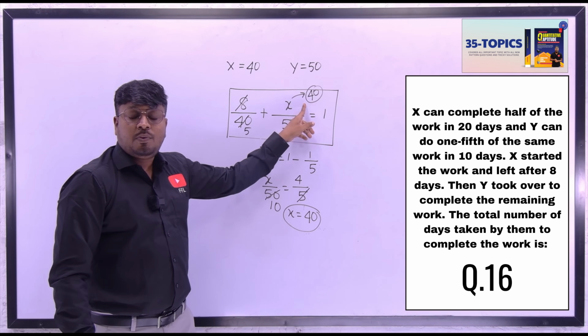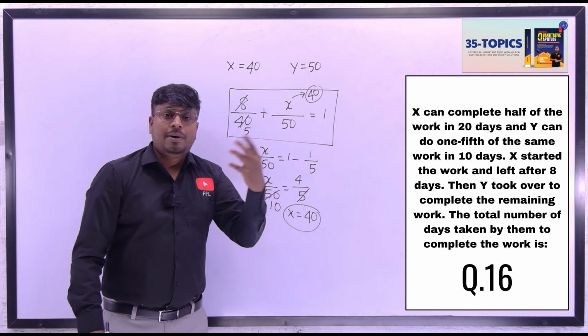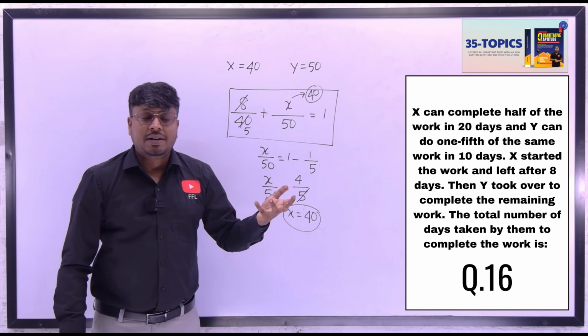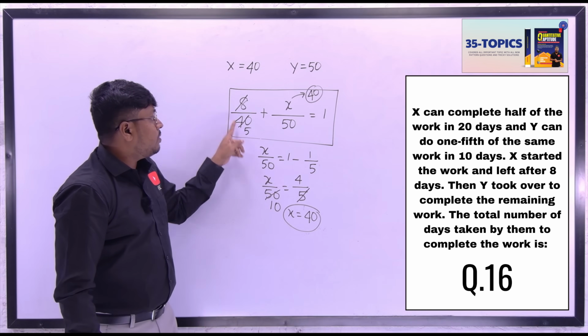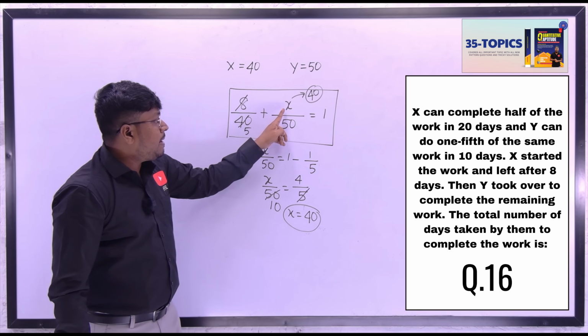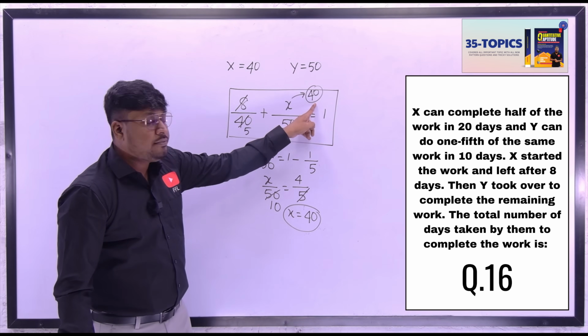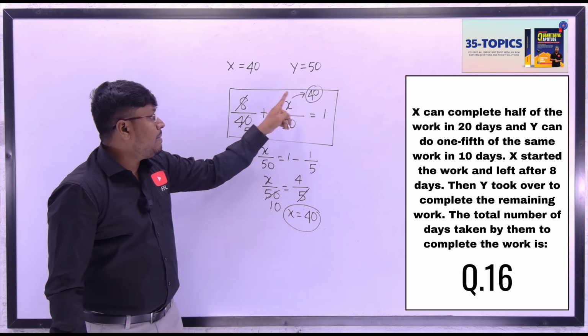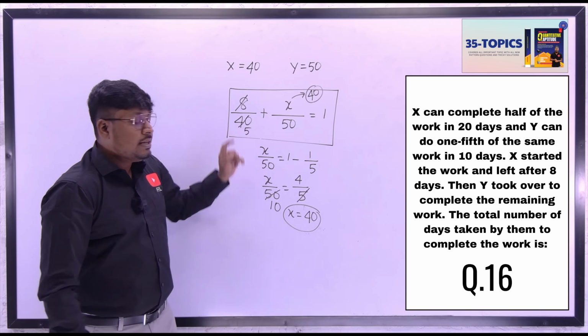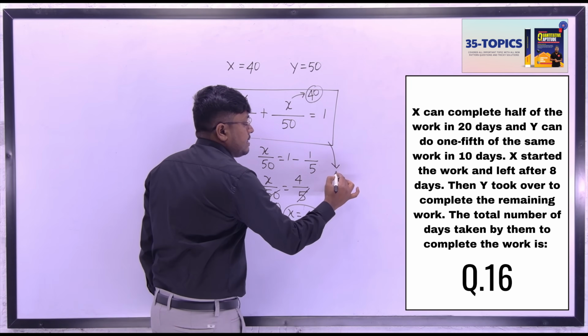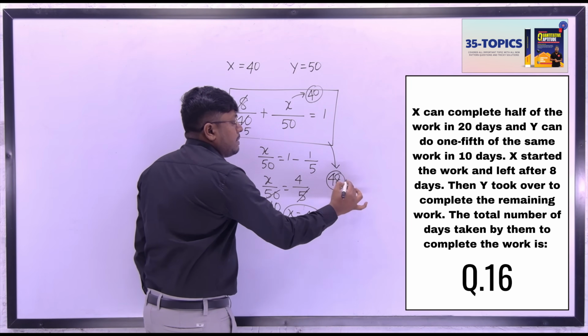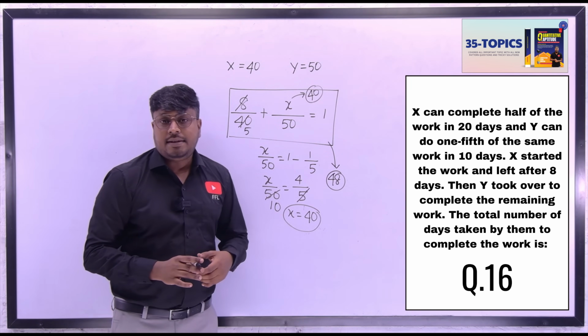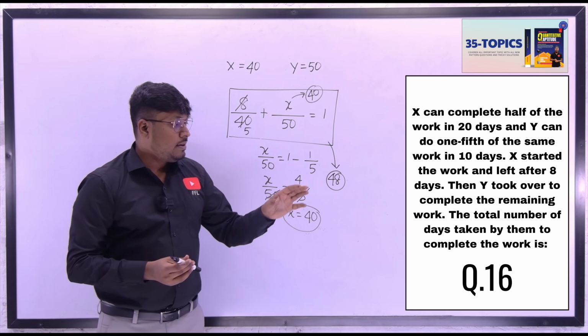But what we need to find is the total work, how many days they take to complete the work. Initially, the person X worked for 8 days and the remaining work was completed by Y in 40 days. So 40 days for the remaining work, initially 8 days, so totally 48 days. So the total work was completed in 48 days. So that will be the answer for this question.